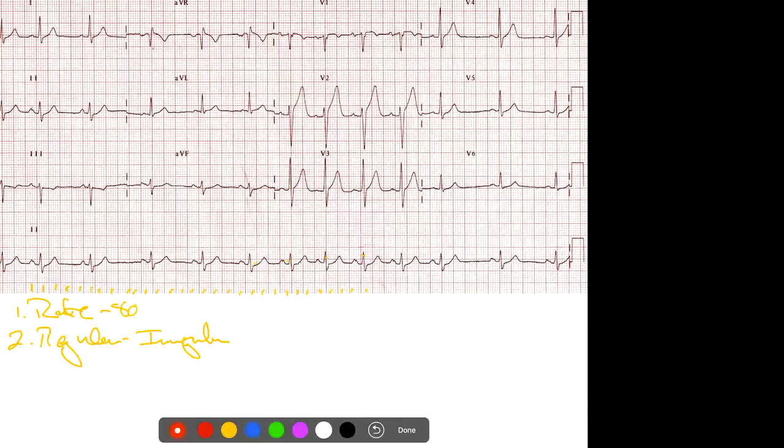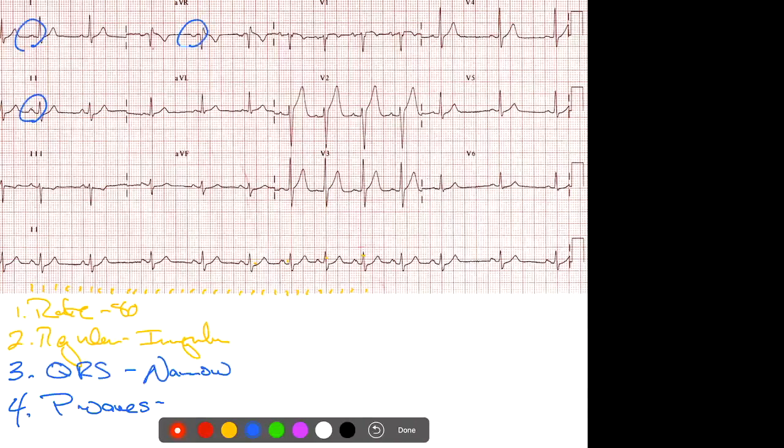So what do we figure out next after we do rate and regularity? QRS interval. Very good. Is that narrow or wide? Narrow. Yeah, good, because all of our rhythms thus far are pretty much narrow. Number 4, what's the next thing we look for? P wave. Good. So what do you see about the P waves here? Upright in 1 and 2, inverted in AVR. So we've got what looks like a sinus rhythm here. It looks like it's coming from the SA node based on those P waves.